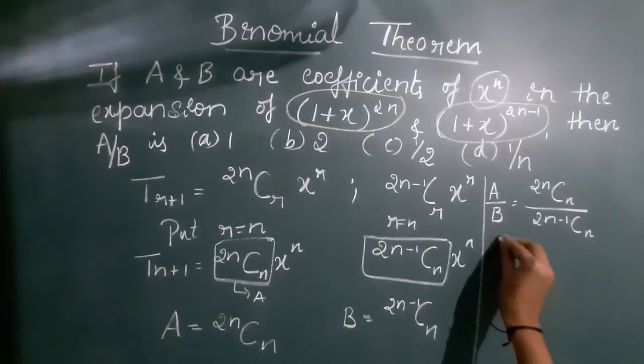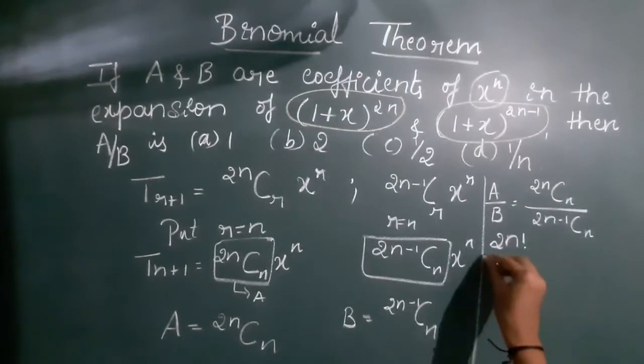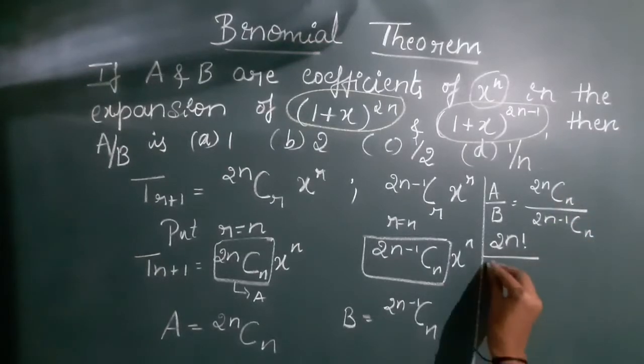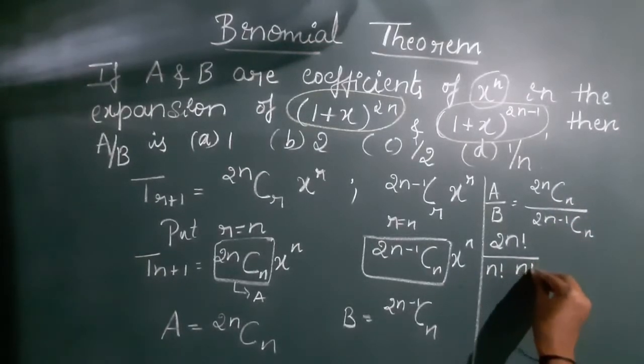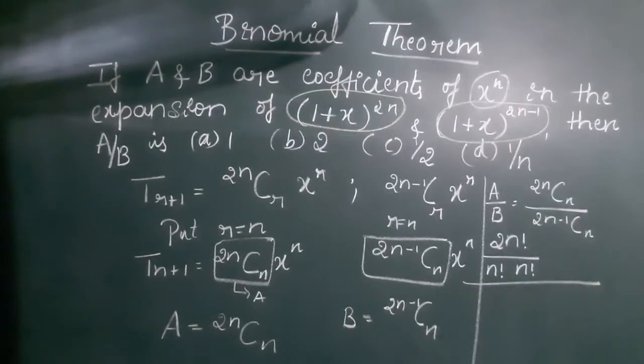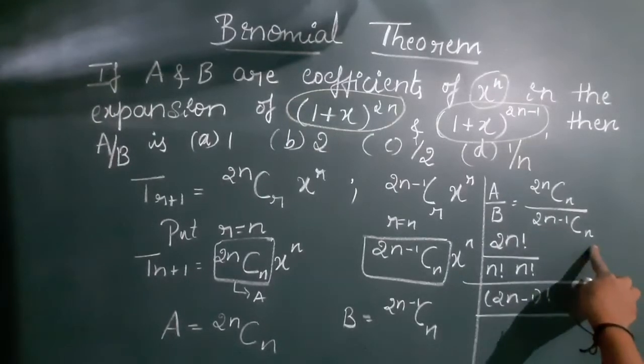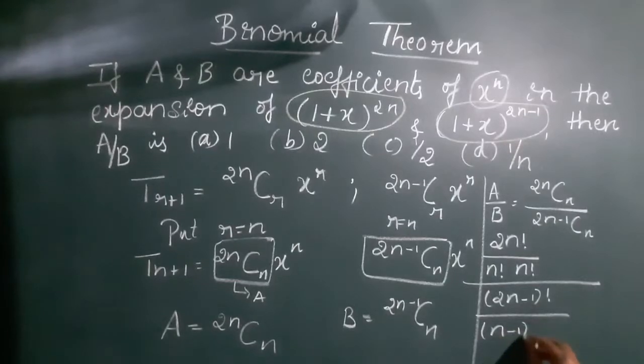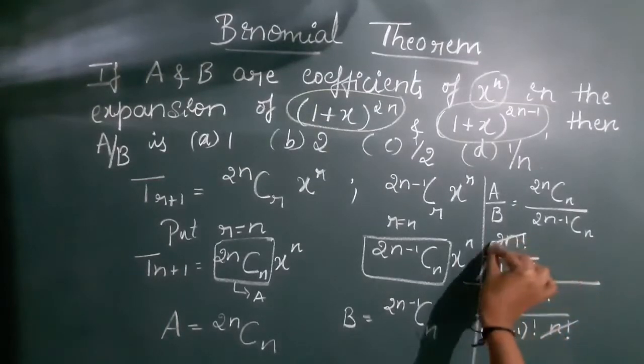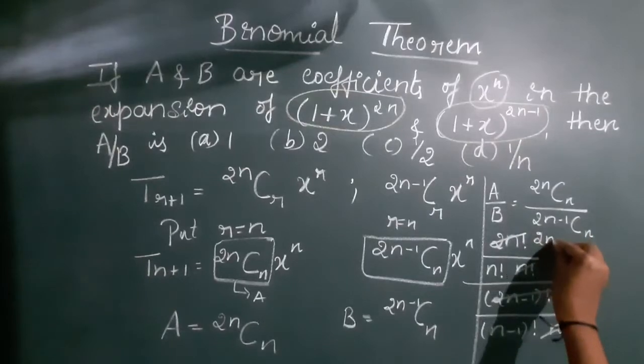Right? We'll use the formula. It will be 2n factorial divided by 2n minus n, which is n factorial into n factorial, whole divided by 2n minus 1 factorial divided by 2n minus 1 minus n, which is n minus 1 factorial, into n factorial. So simplification will be easy. Now we can cancel n factorial, right? Here see 2n factorial is there, 2n minus 1 factorial. So 2n minus 1 factorial can be cancelled.